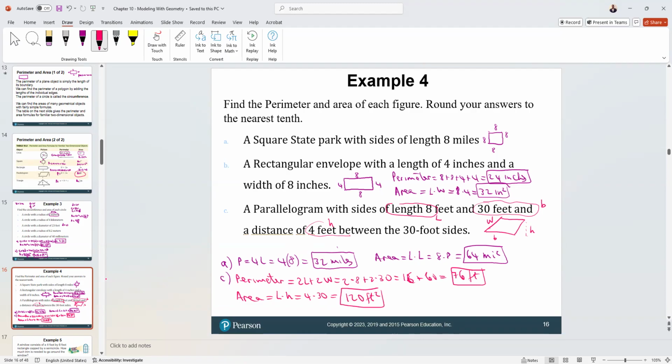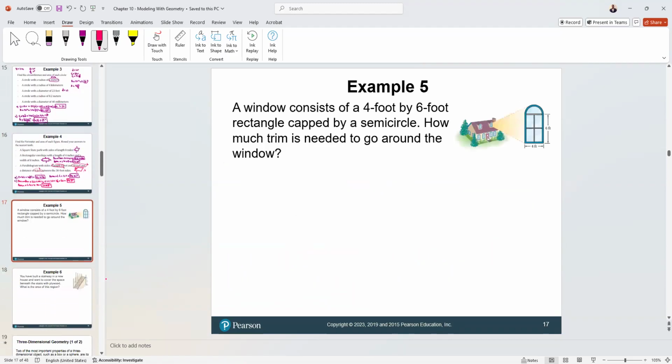I hope these examples help you to do more in these sections, but in the meantime, we have a few problems that we can work with to make sure you really get what we cover in this. Here, a window consists of 4 foot by 6 foot. As you can see, that window right there has two sides. So first of all, we really have a rectangle from that window, right? That's a rectangle. We know the rectangle. That rectangle capped by a semicircle.